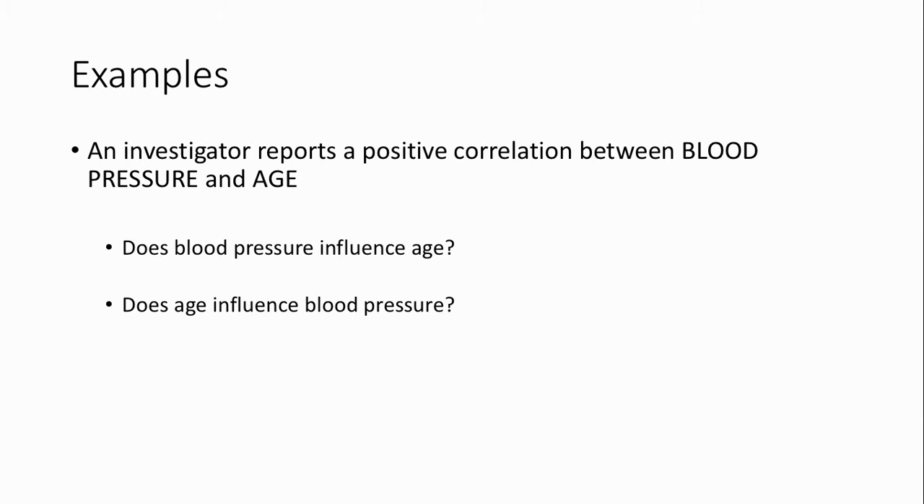So an example here is an investigator reports a positive correlation between blood pressure and age. So what would be correct here? Pause the video and think about that. Does blood pressure influence age, or does age influence blood pressure? Which is the independent and which is the dependent variable? All right, so age would be the independent variable and the dependent variable would be blood pressure. So age influences blood pressure.